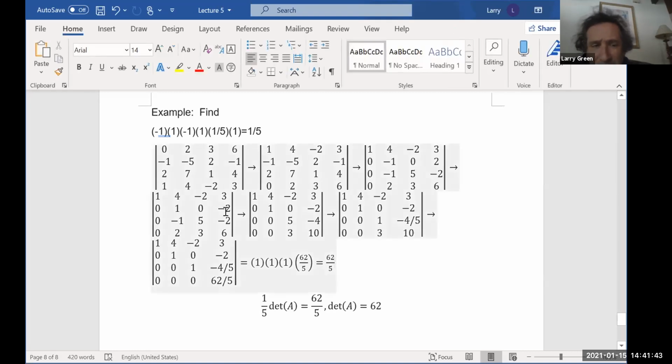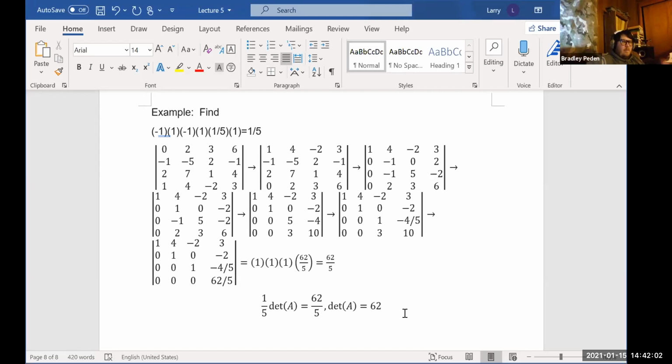Is there any questions at all about this example? Notice this is a very, very different way of finding the determinant than using the definition. Do you all agree? So we can do either one. It just depends on how we feel going in.